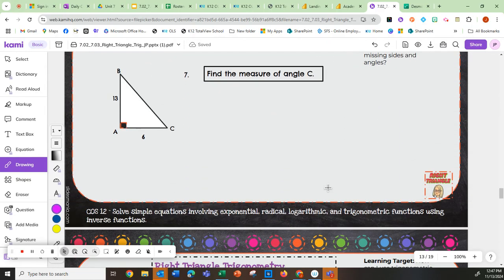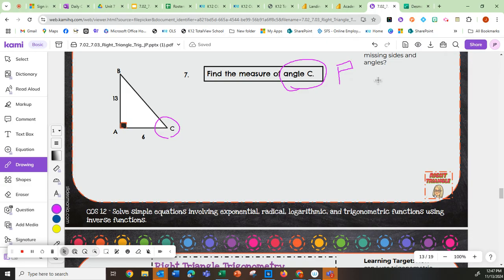Let's take a look at number 7. Number 7 is asking us to find the measure of angle C. So this time we're looking for an angle. So I am going to circle this. If I could draw a flag, I would say, hey, a red flag is waving.